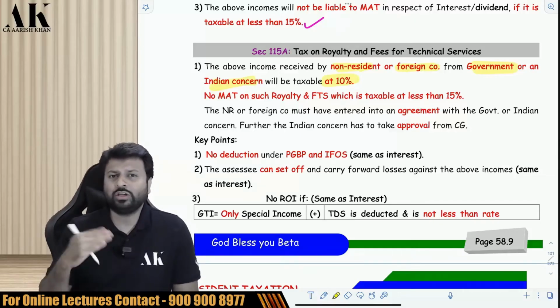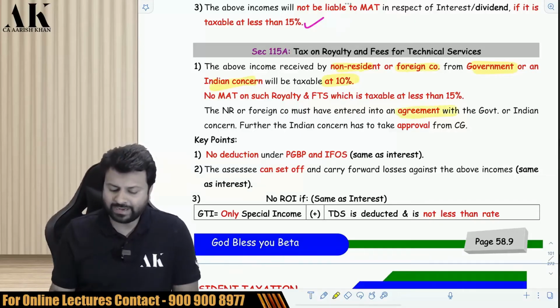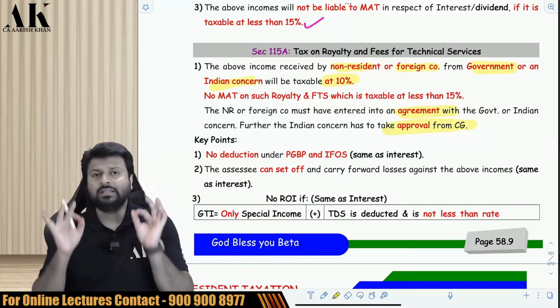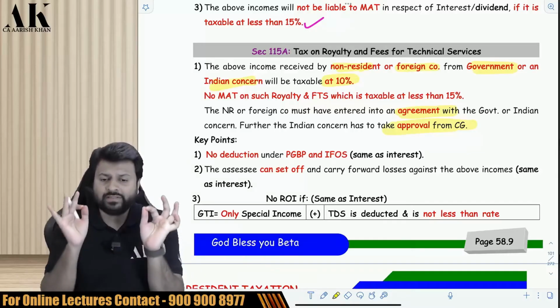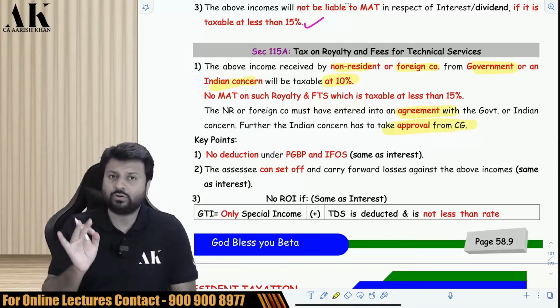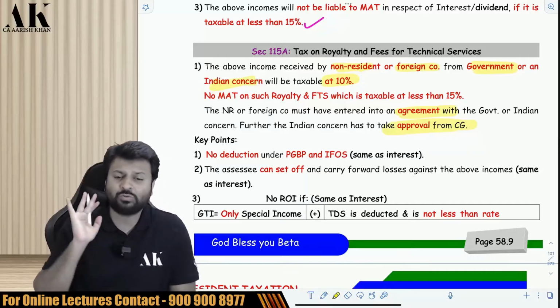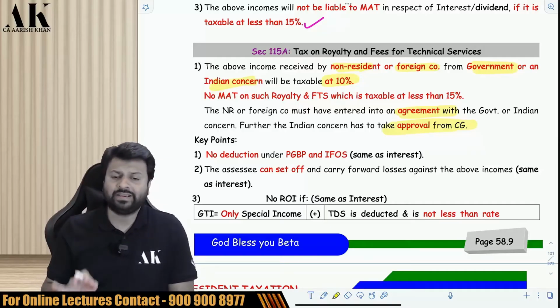Now, is there going to be any agreement? Yes, there has to be an agreement, and that agreement has to be approved by the central government. Very, very important. If there is no agreement, you cannot come under 115A. To come under 115A, there has to be an agreement. Without that, 115A is not possible.